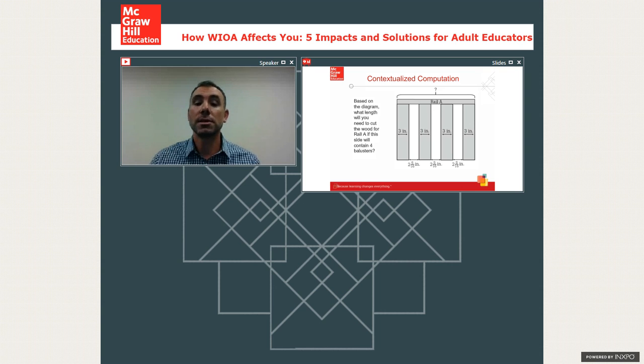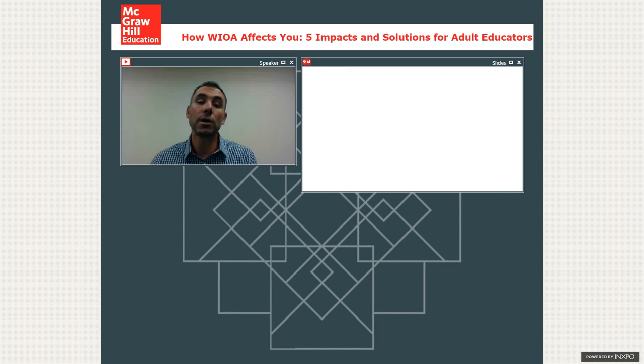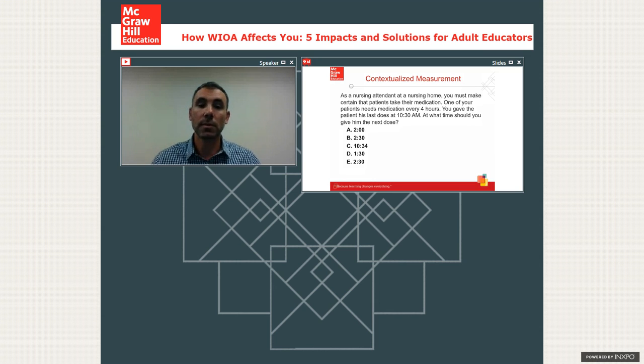Using measurement and things such as graphics like this in order to put it into a workplace context. This is construction. This might be something if you're doing a home improvement project. This is related math information to the student that applies to them in work and in life. And again, looking at things such as contextualized measurement, telling time.